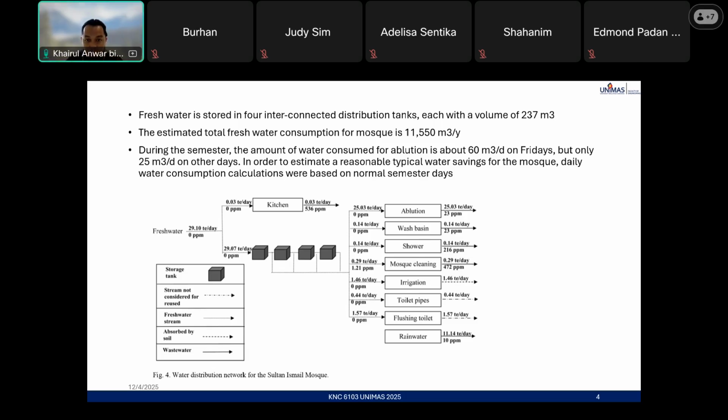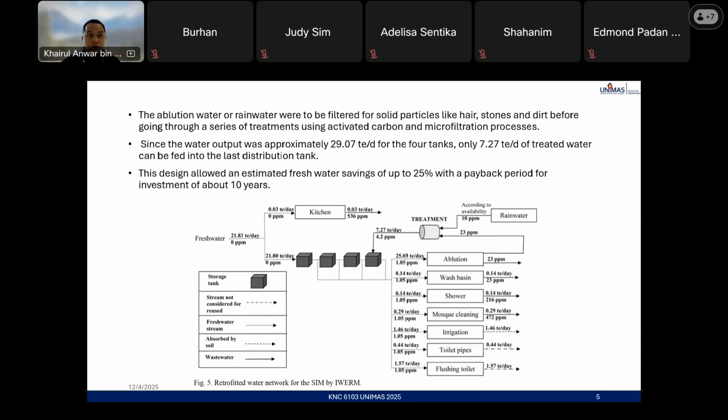The rainwater is stored. It's 11.4 ton per day, with a concentration of 10 ppm. The ablution water would be filtered for solid particles before going through a series of treatments using activated carbon and membrane filtration processes.